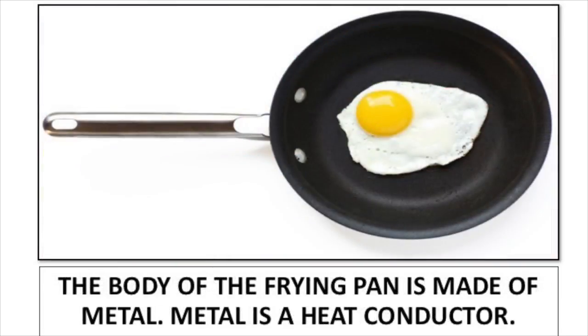The body of the frying pan is made of metal. And as we now know, metal is a heat conductor. Yes, here is the body of the frying pan. And the metal gets hot. And that's what allows the heat to cook the egg.